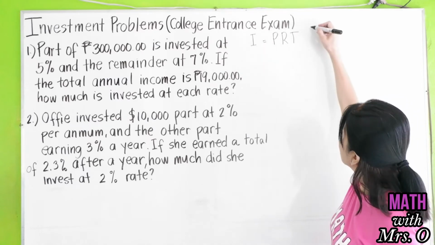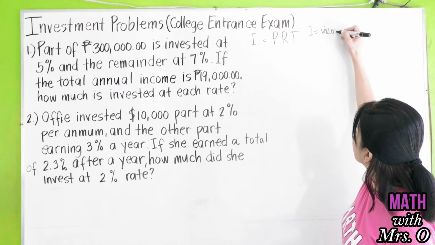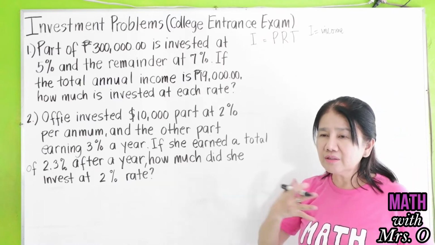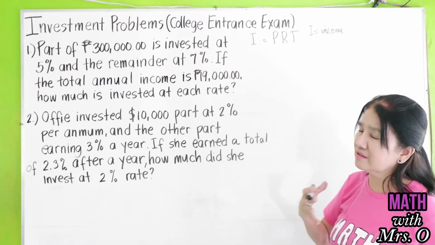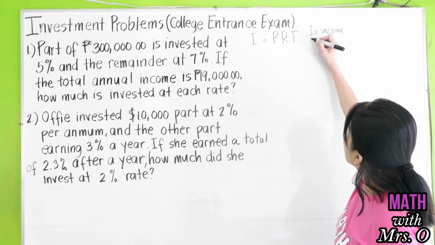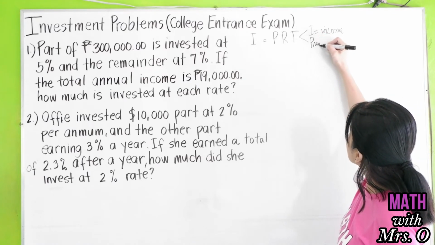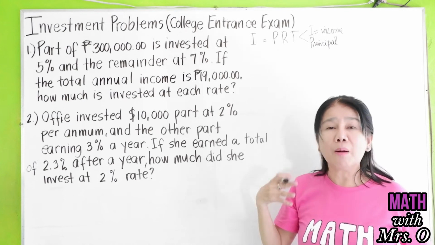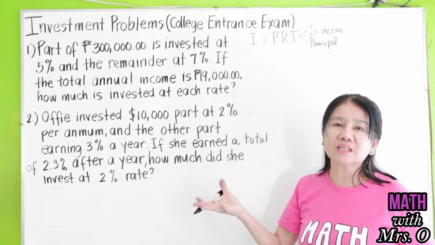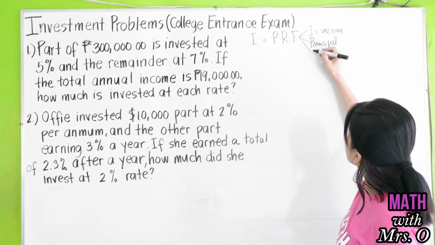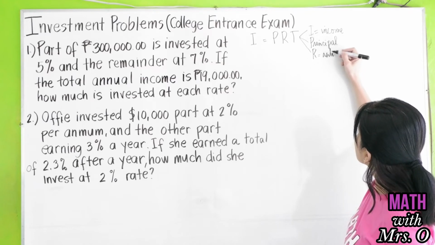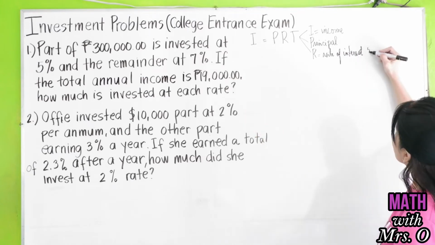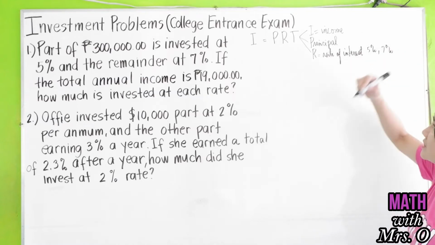I stands for income, or the interest earned, or the amount that you really earn from deposits, from investments. That is what we call I, or income. P is for the principal. This is not the principal of your school, but rather the amount invested or the amount you deposit in the bank. R stands for rate of interest. Like in this case, you have 5%, 7%, and so on and so forth.